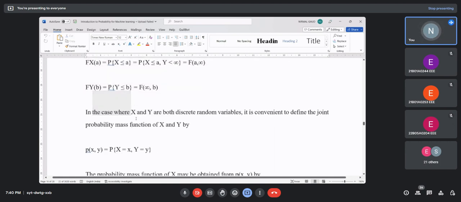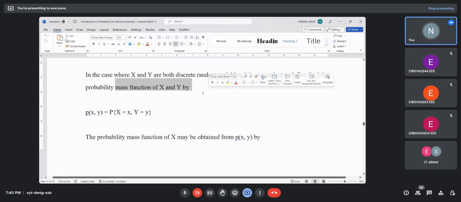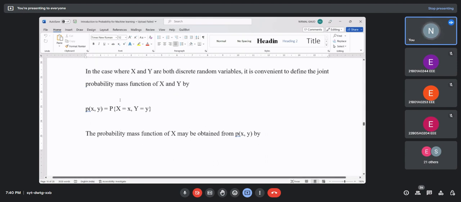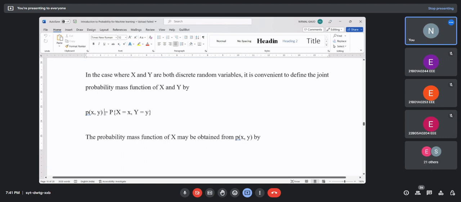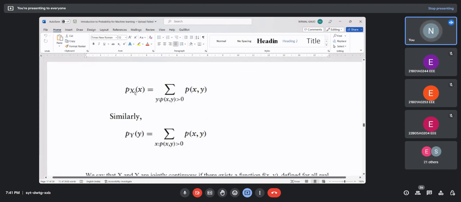Okay, so in the case where x and y both are discrete random variables, it is convenient to define the joint probability in such a way that it should be written like this: P of X equal to small x, capital Y equal to small y. This is the joint probability for your random variables in case of discrete. So the probability mass function is defined as p(x, y).